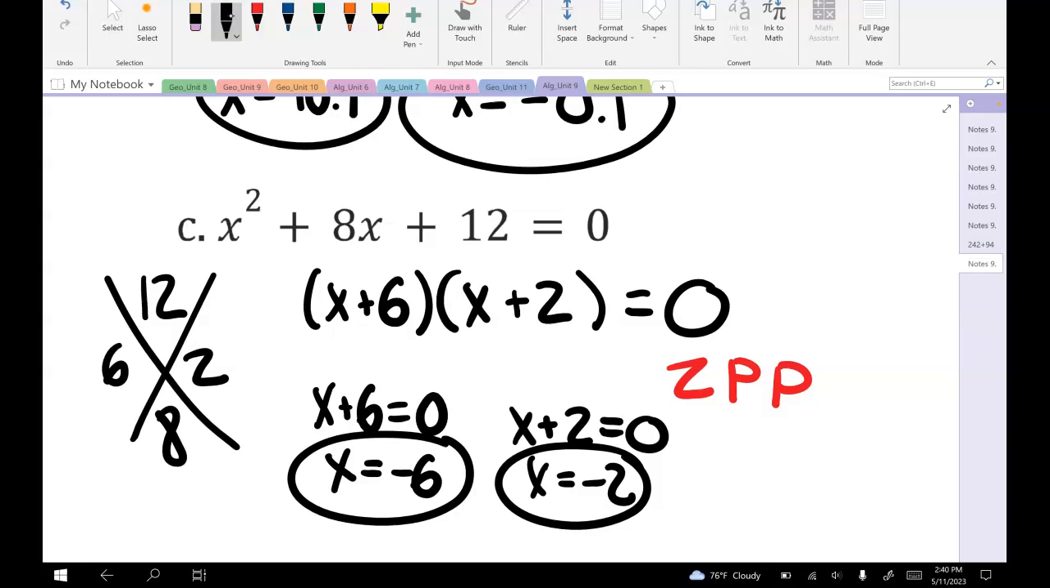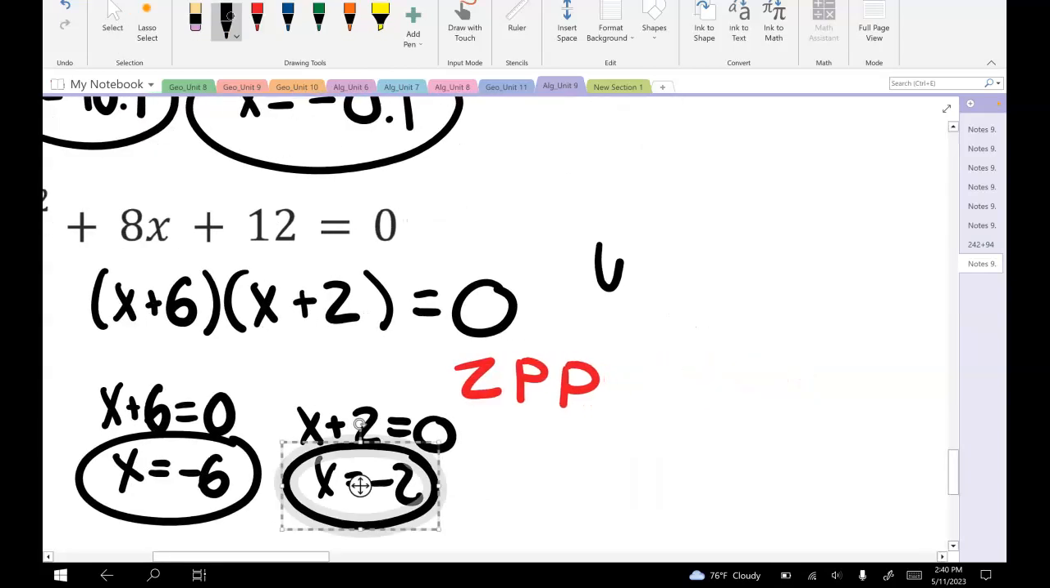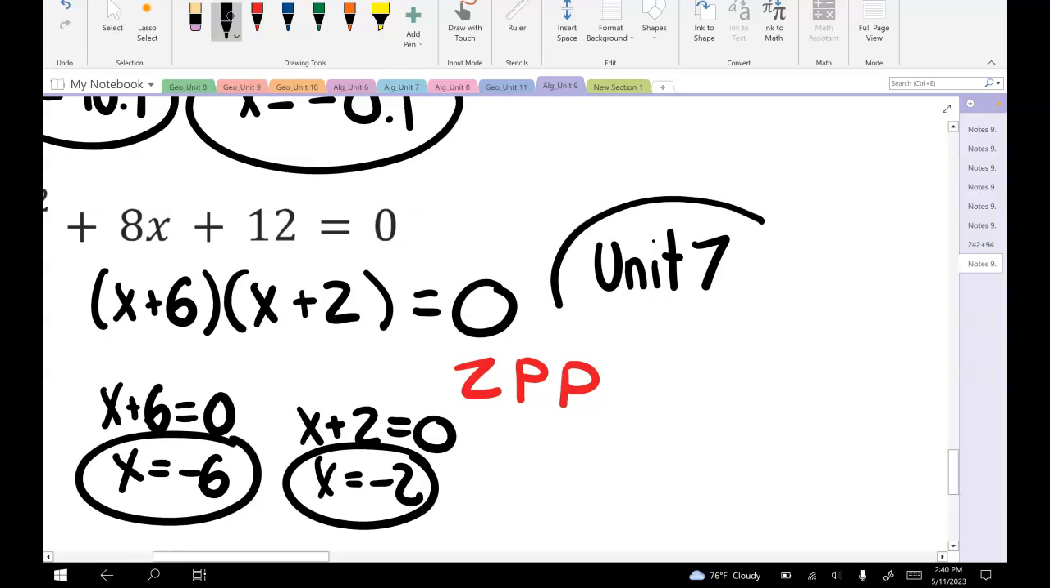So this is something we haven't done recently. So this is all the way back from, this is all of Unit 7. Factoring and using zero product property.